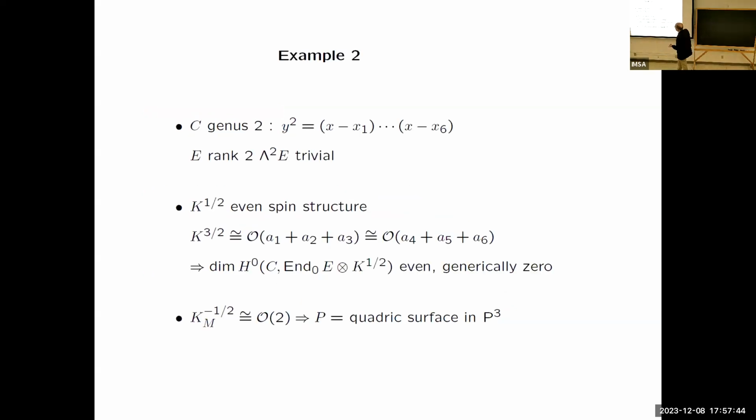So now if you look at the other situation, suppose you look at the same curve, same bundle, but now you take an even spin structure. So what are the even spin structures? They are obtained by taking these 6 branch points and breaking them up into 2 disjoint copies of 3. Is this actually correct?